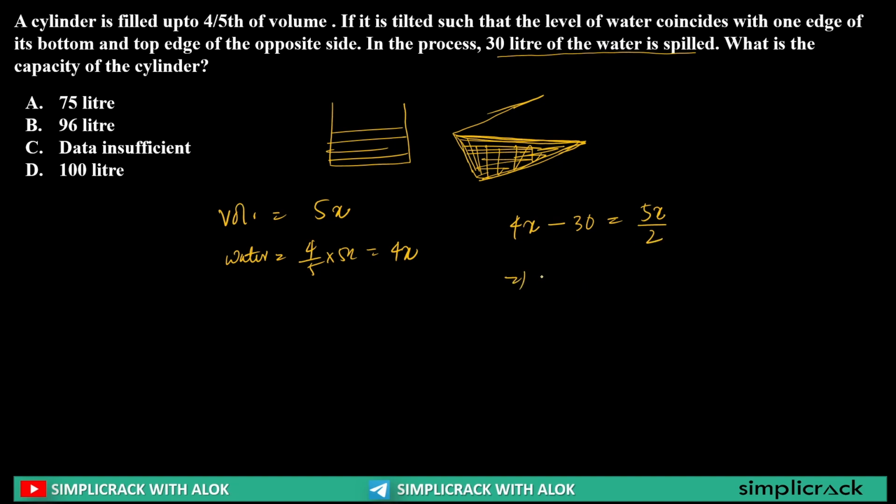Right? Yes sir, you are right. So sir, 8x minus 60 is equal to 5x. So 3x is equal to 60, x is equal to 20. Now what has it asked? The capacity of the cylinder. So the capacity of the cylinder is equal to 5 into 20, that is, sir, 100 liter.